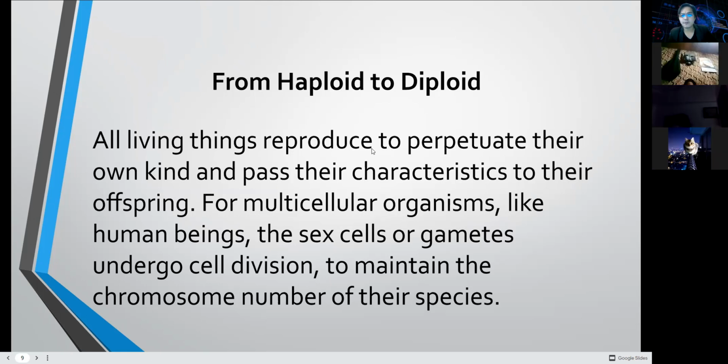Correct. For multicellular organisms, these are organisms that are composed of different cells. Multi means many. Like human beings, the sex cells or gametes undergo cell division to maintain the chromosome number of their species. Take note, again, the sex cells or gametes undergo cell division to maintain the chromosome number of their species.